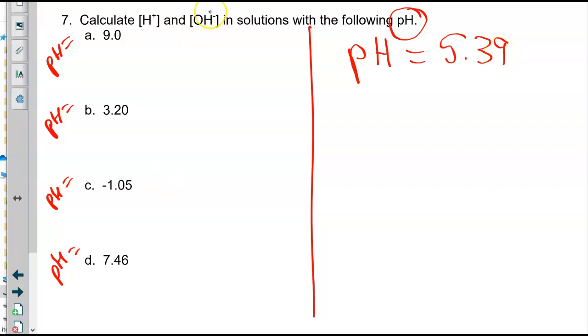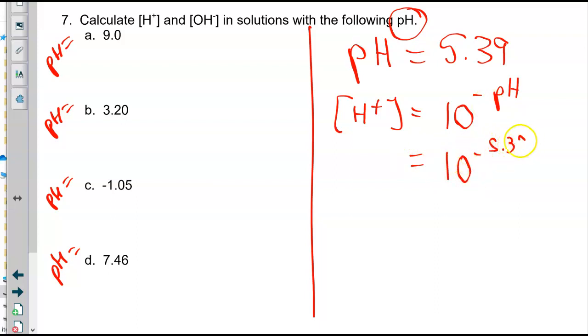I need to get H plus and OH minus. I know that H plus can be found by taking 10 to the negative pH. That's what the antilog means in your notes. We wrote out the word antilog. This is the antilog, or the opposite function, or sometimes referred to as inverse function. So 10 to the negative 5.39.